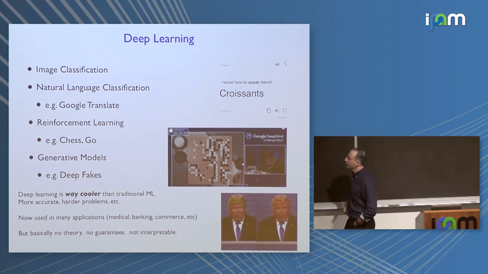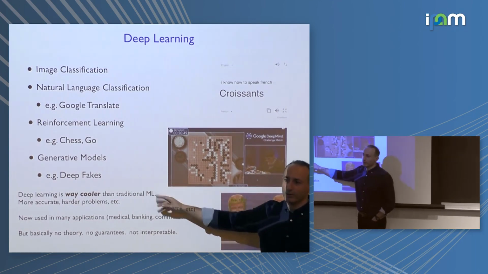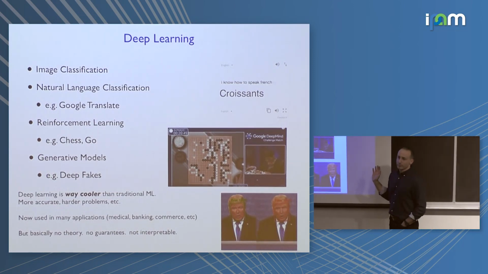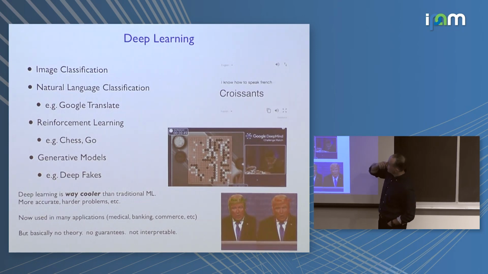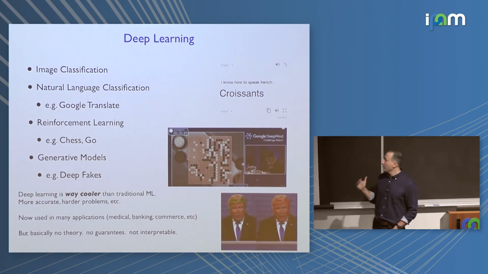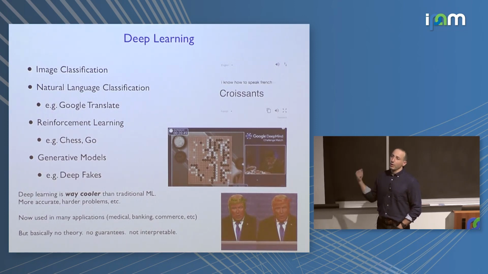Okay, now we have the super cool deep learning stuff, right? It's way better, but all that goes out the window. What we have instead is one thing: accuracy, super high accuracy, or performance, super good performance. So we have natural language, games, reinforcement learning, generative models, deep fakes. All this stuff is really amazing, but we've lost the foundations of traditional machine learning. So the question I'm interested in really is how much of what we had for traditional machine learning can be brought into deep learning.